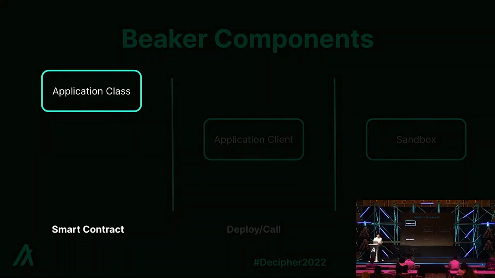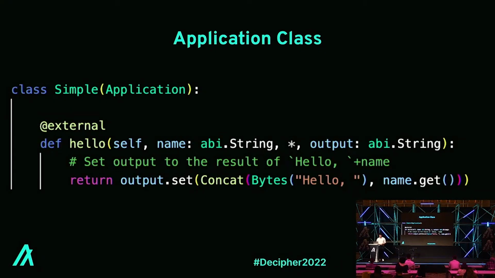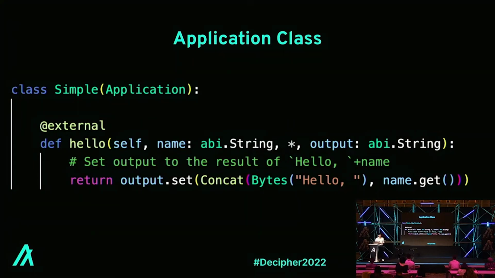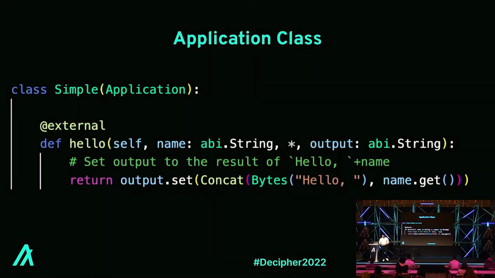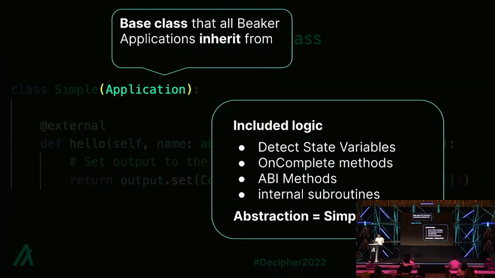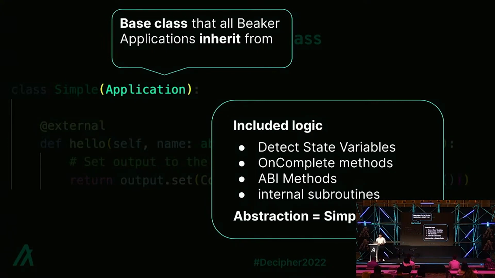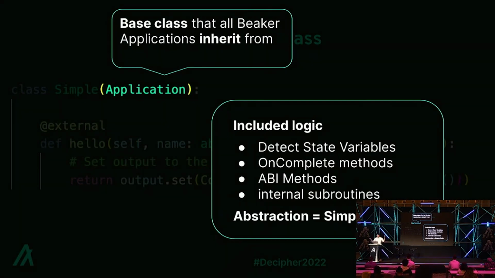Let's first talk about the application class. What you see on screen right now is a simple smart contract with Beaker. It has one external method called hello, which returns hello with whatever argument you pass in. But I want you to focus on this highlighted code right here, the application class. We're inheriting this application class, but what is it? It's a base class that all Beaker contracts inherit from, and it provides basic functionalities that all Beaker contracts use. It includes logic like detecting state variables, on-complete methods, ABI methods, and internal subroutines. So it's abstracting away all of these things, the routing and all that, which means your code will be much simpler.